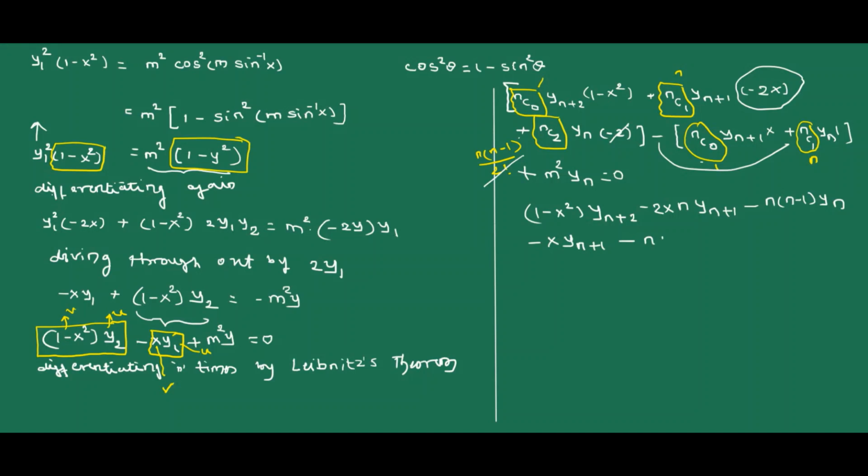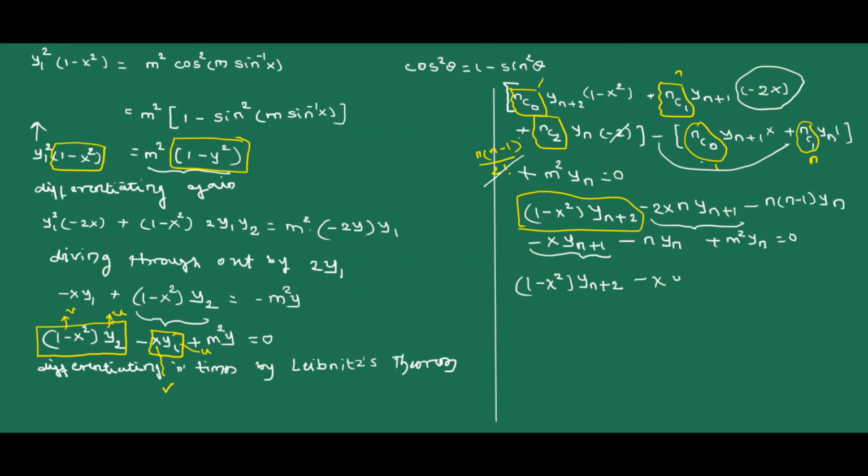nC1 value is n, the remaining term is y_n, and at last you will get m² y_n is equal to 0. Now collect the terms containing n+2. The term containing n+2 is only (1 - x²) y_{n+2}, so that is (1 - x²) y_{n+2}. Okay, now collect the terms containing n+1. The terms containing n+1 are -2xn y_{n+1} and -x y_{n+1}.